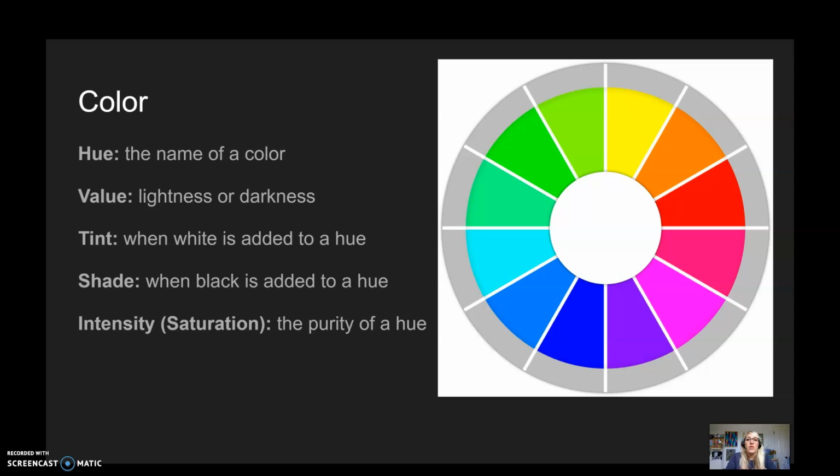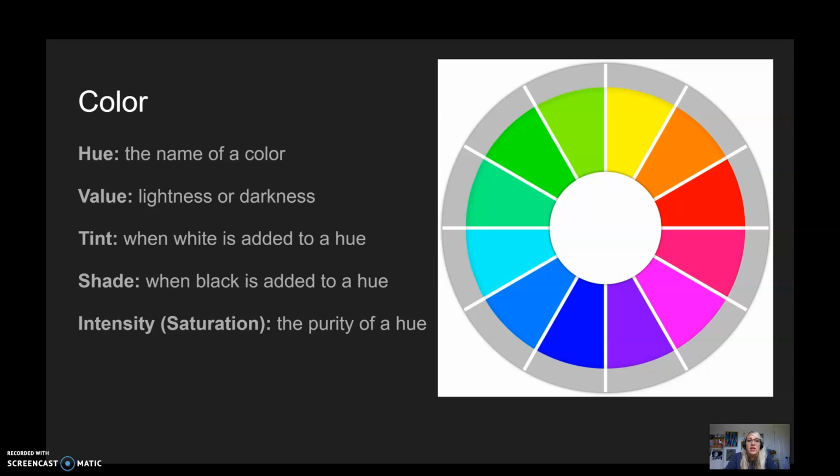Okay, so instead of saying color, you might hear the word hue. These two words are interchangeable. So hue just means the name of a color. Value, we just talked about, it's the lightness or darkness of a color.